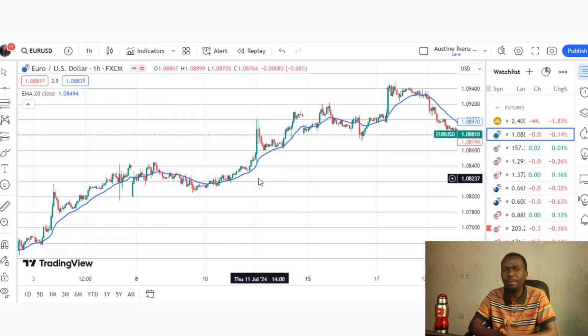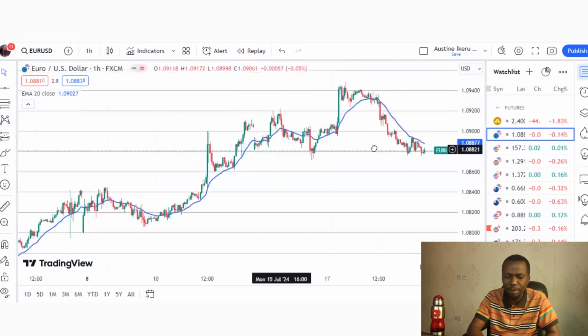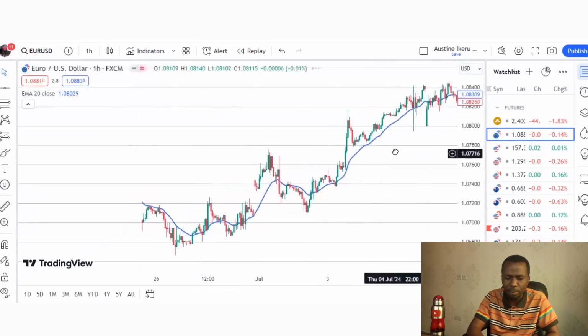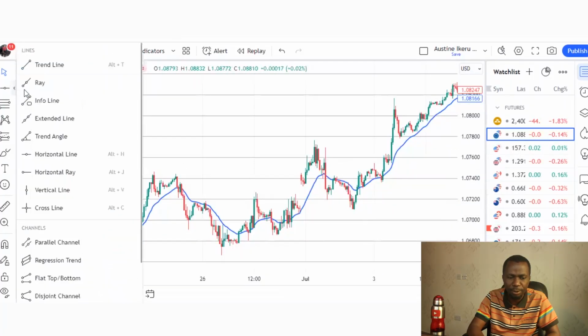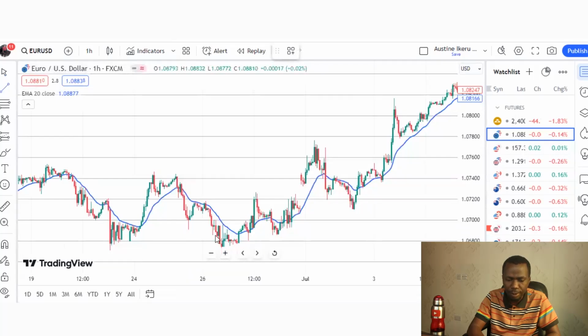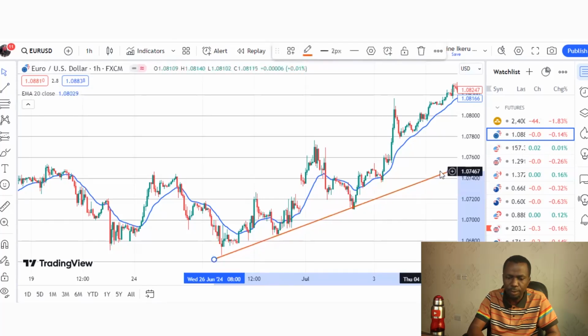So in this scenario, the moving average should be acting as support and resistance level, but in the sense where the moving average is not acting as a support and resistance, like in this scenario, you can see that the price is breaking below the moving average consistently. Then you can now include your trend line. So you use the trend line to connect the lows. You connect the lows with a trend line. So you can now use your trend line as a support for the moving average.